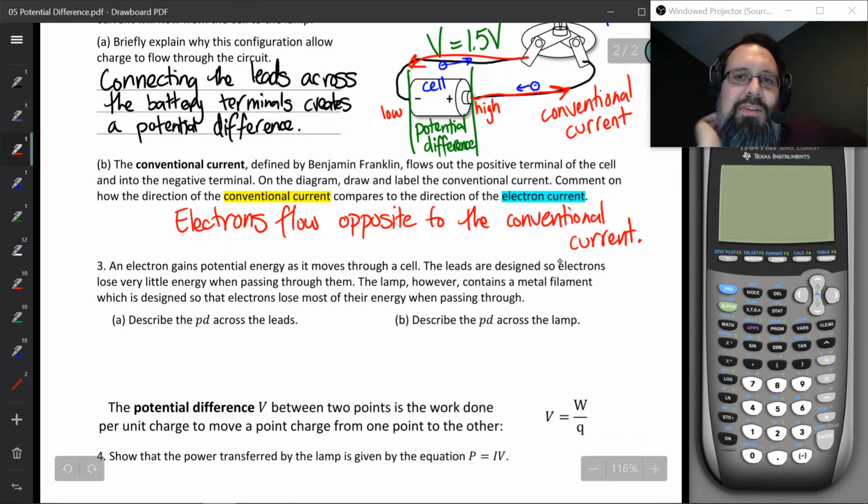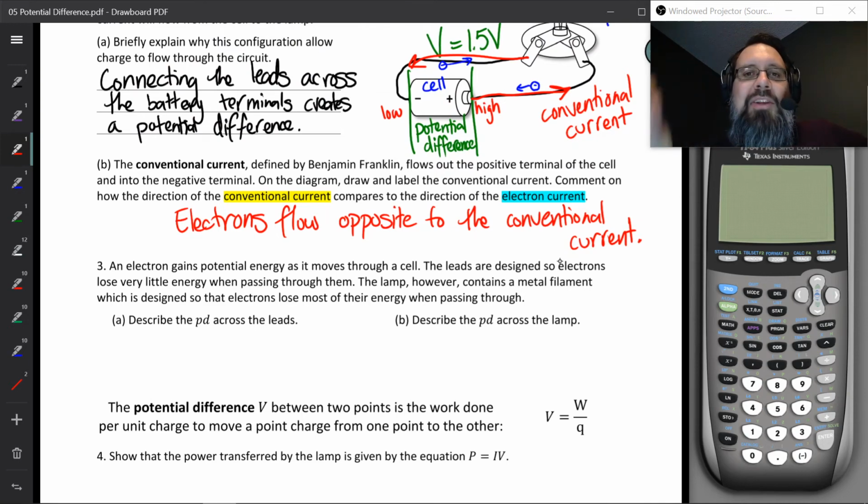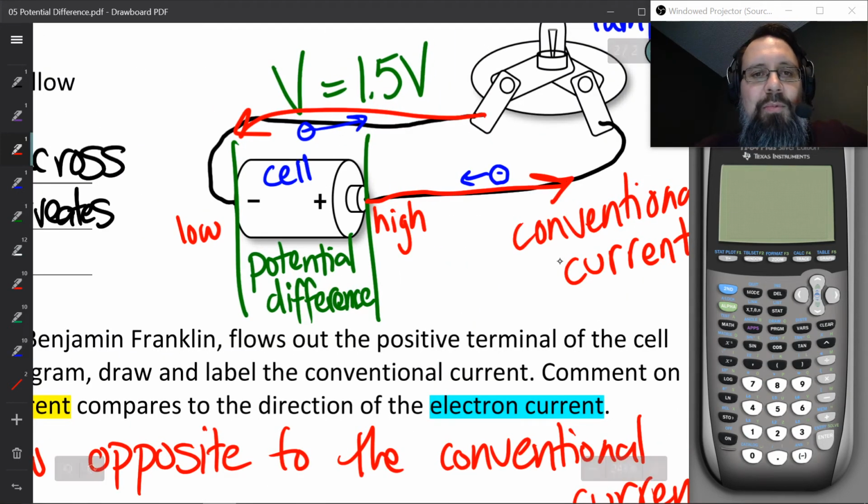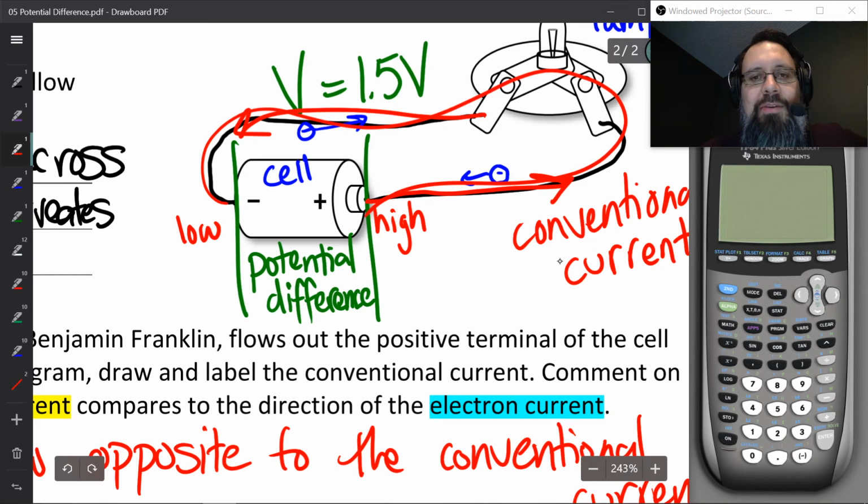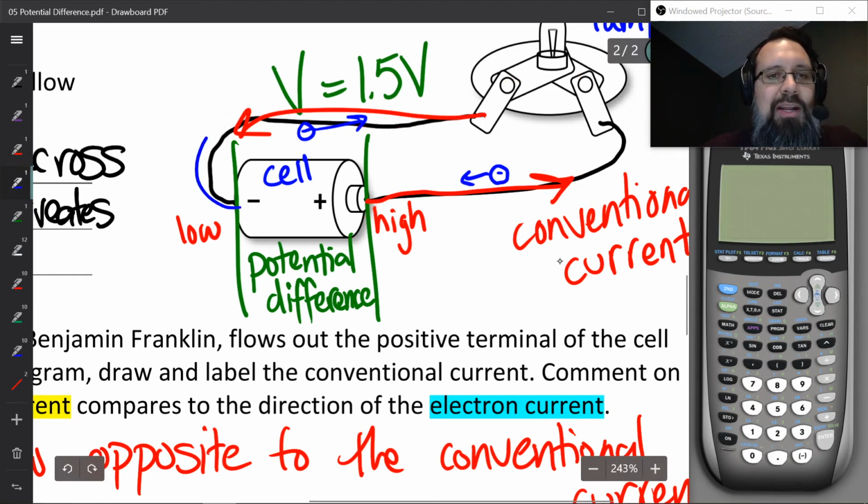Okay, question 3. This is where it starts to get a little bit weird. So I want you guys to imagine this electron as it's moving around this circuit. I wanted to do that in blue. So the electrons are moving around this circuit. I want you guys to think about what happens.